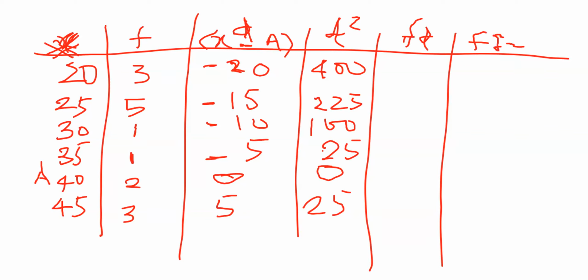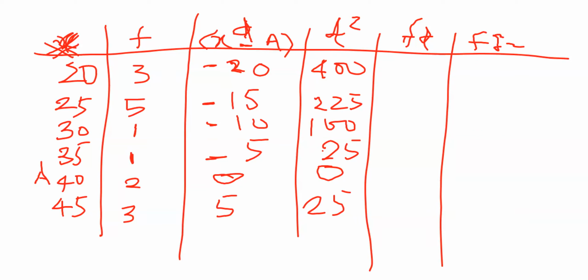The next column is F times D. The last column is FD squared. It is the D that is raised to power 2, so we're going to get F times D squared. We're going to have F times D, so FD is the next column. The last column is F times D squared, where D alone is raised to power 2. Is it clear?